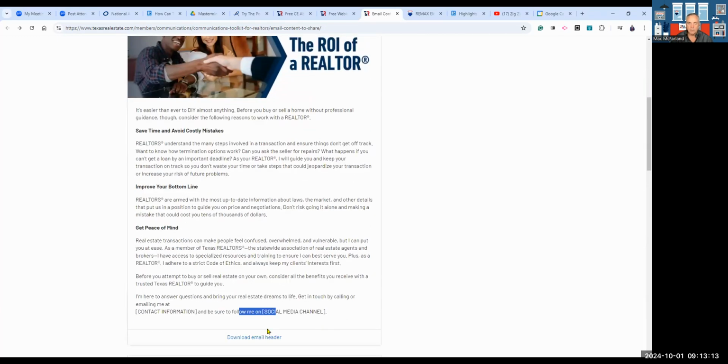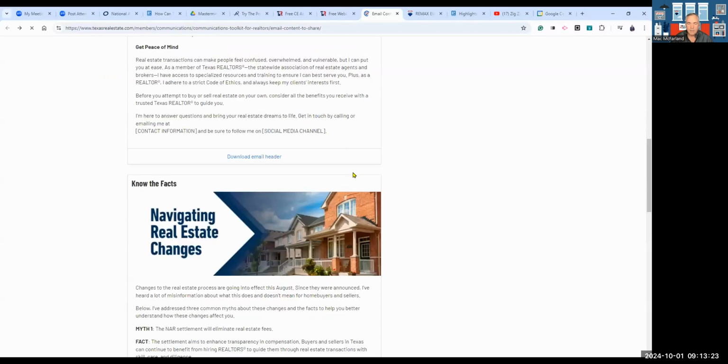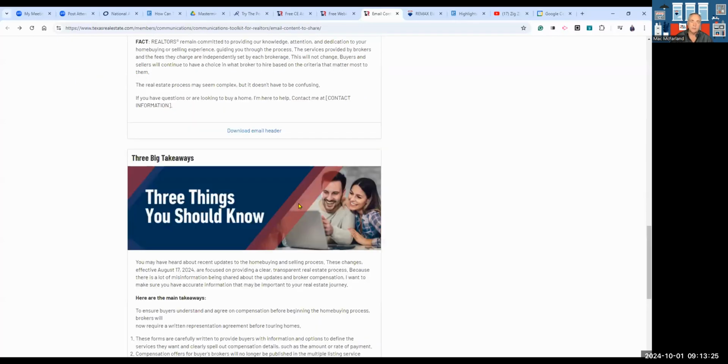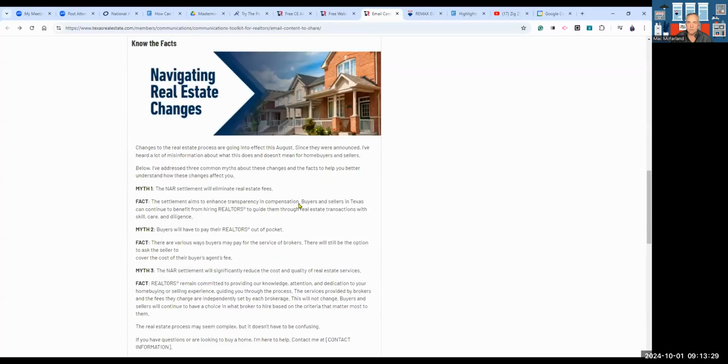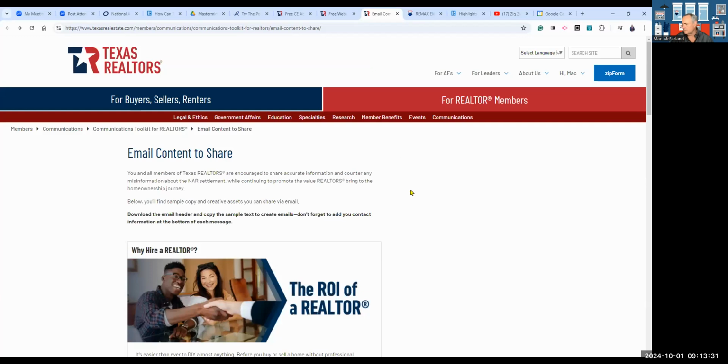But when you download it, you click on download the header. That's all you're getting, is the first part. So you have to copy and paste the rest of it if you want it. But it gives you the header so that it'll fit for you. And they have 3 of them in here that you could possibly use, right? And this is, again, put out by Texas Realtors. Any questions there?